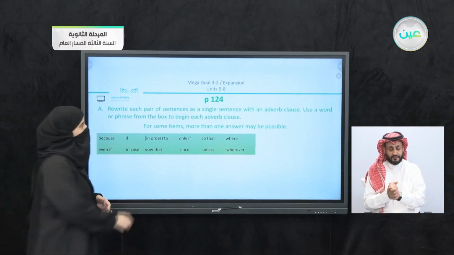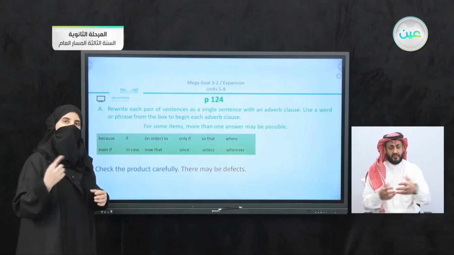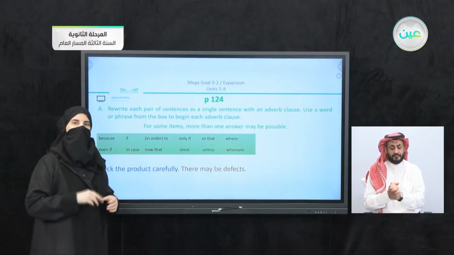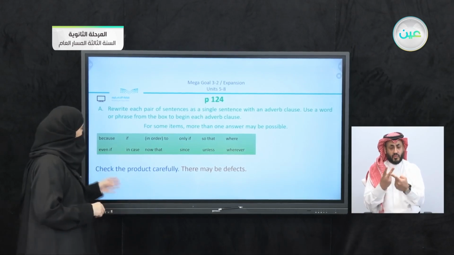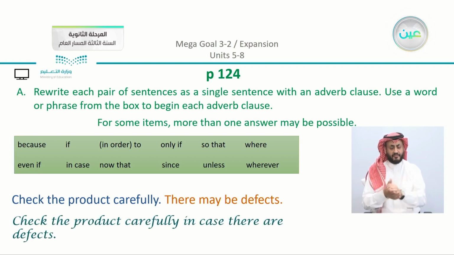We are going to rearrange the sentences, or actually we are going to combine them into one sentence. So here you can see that we have 2 sentences. We have the first one, check the product carefully. There may be defects. Now we are going to combine them together by writing, check the product carefully in case there are defects. We are going to start.